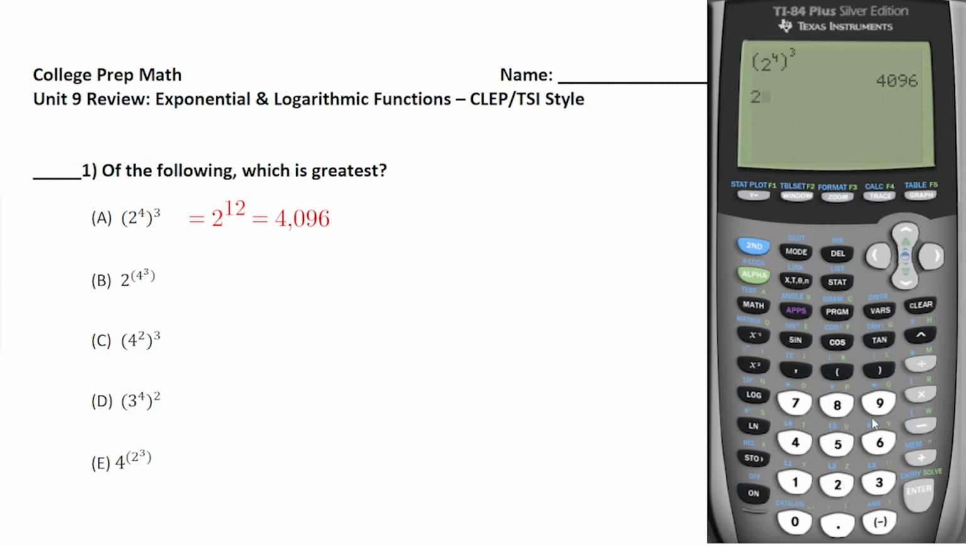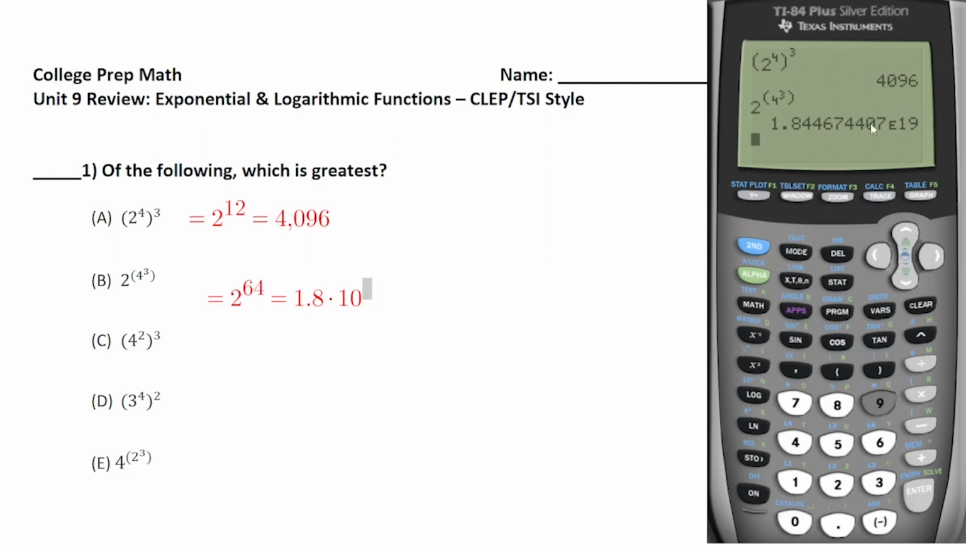All right, so letter B, let's go ahead and type that one in. We've got 2 to the power of 4 cubed. Now, 4 squared is 16, 4 cubed is 64, so what this really is is 2 to the 64th power. This is going to be a crazy large number. Don't get thrown off by the 1.8, because this number's so big that the calculator has to give it to you in scientific notation. It's obviously going to be bigger than the last one. We get about 1.8 times 10 to the power of 19.